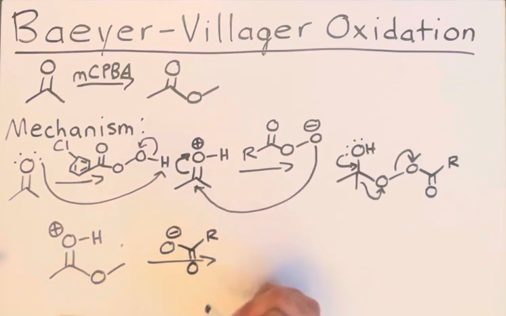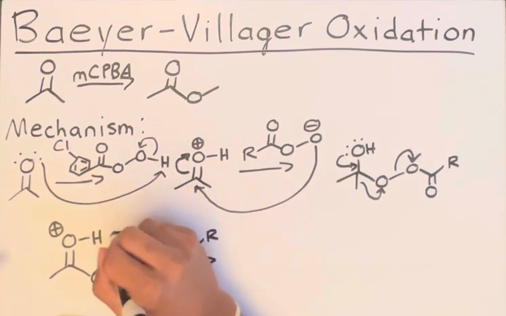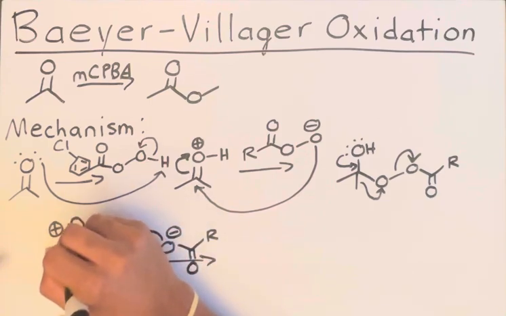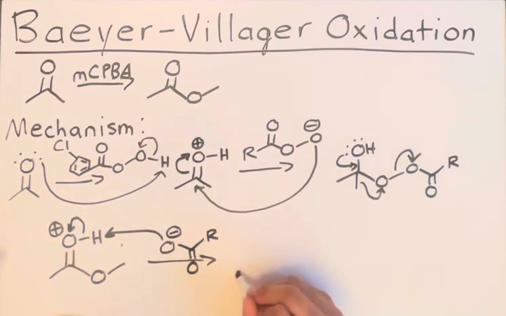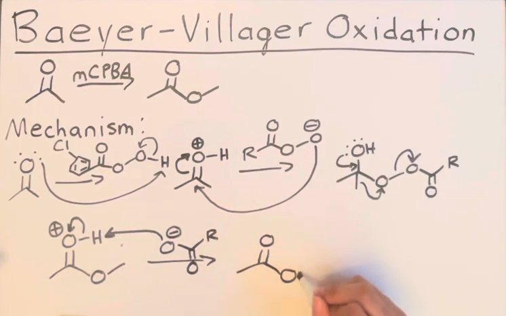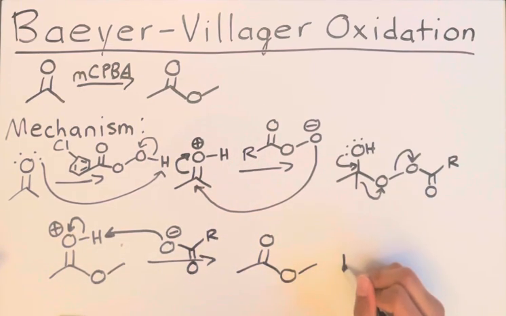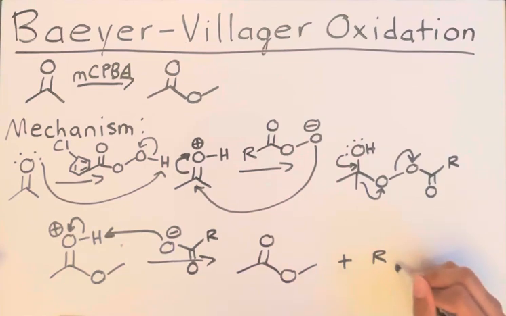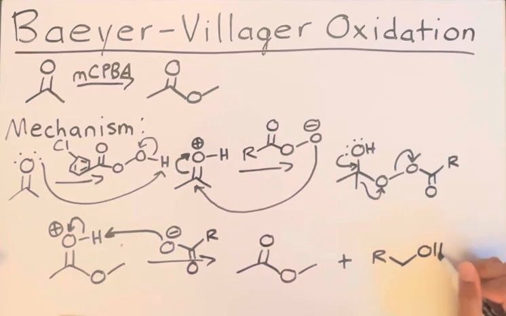Negative charge here on the oxygen, and it'll grab the hydrogen right here and move those electrons onto the oxygen there. So then what we can get is our formed ester, and then we have a byproduct which looks like this. And this is a carboxylic acid, which we can use in other reactions.